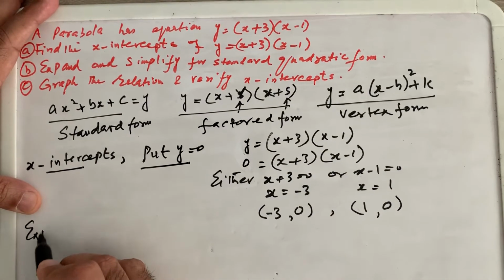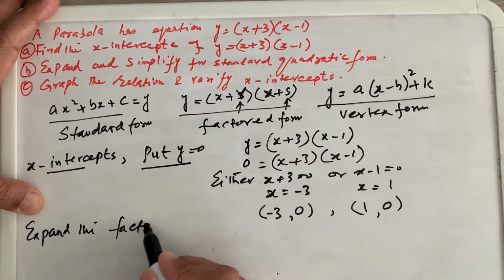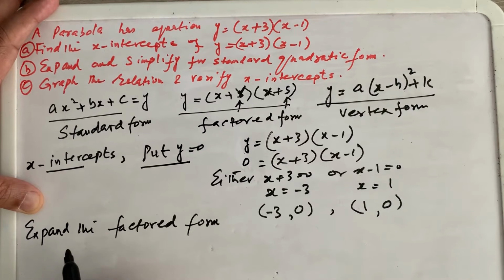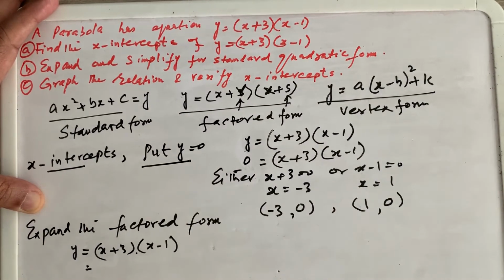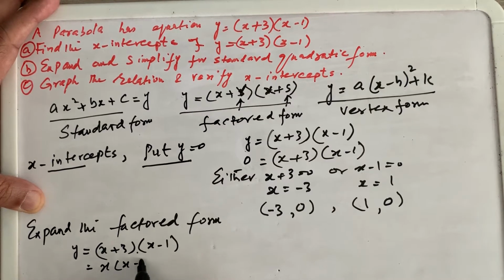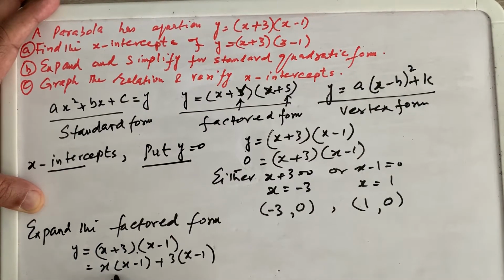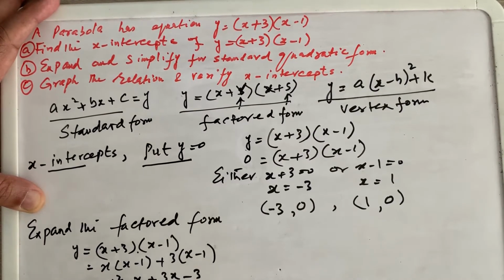When we expand the factored form, it gives me the standard form. So I will write y equals (x + 3)(x - 1), and I will multiply because these two parentheses are being multiplied with each other. So it will be x times (x - 1) plus 3 times (x - 1). This is how we multiply. So x times x is x square, minus x plus 3x minus 3, and that will be x square plus 2x minus 3.